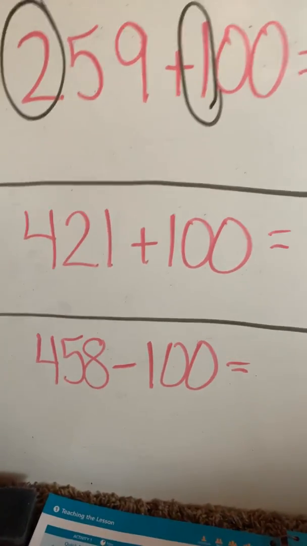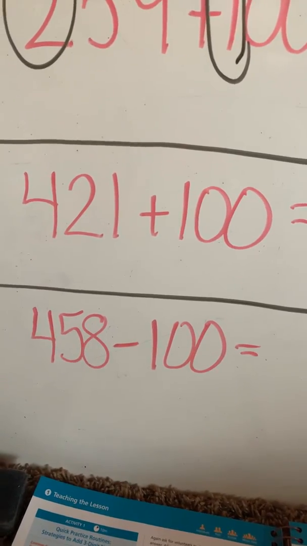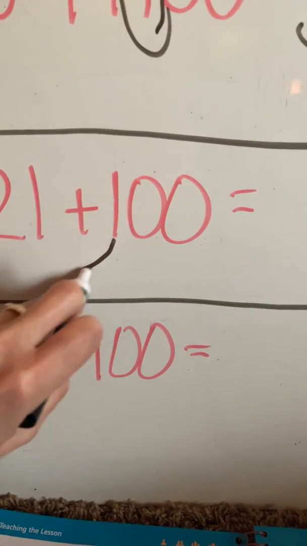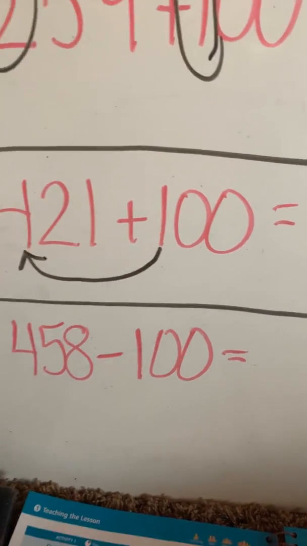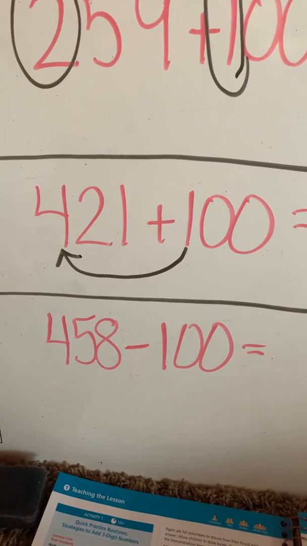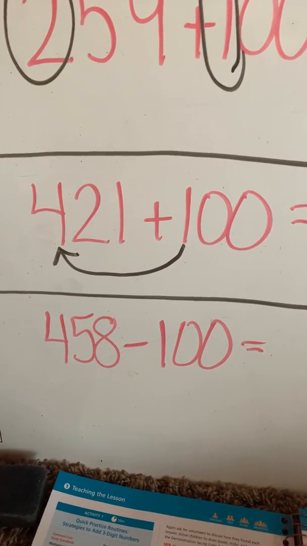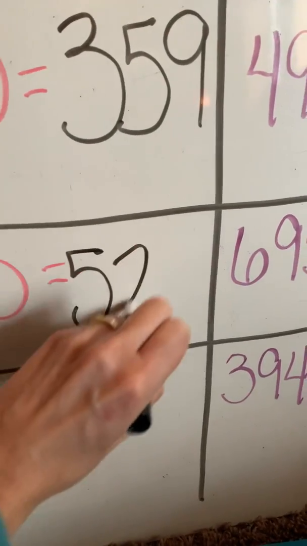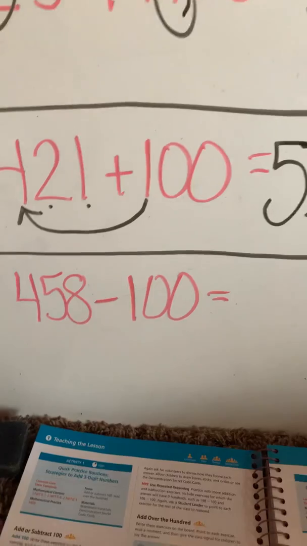Next one, 421 plus 100. What do we look at? Yep, you're right. We're going to add 100 to the 4. And that would be 5. 521. And the next one.